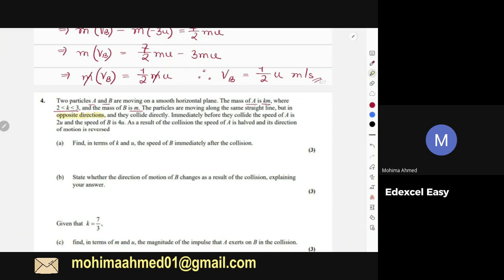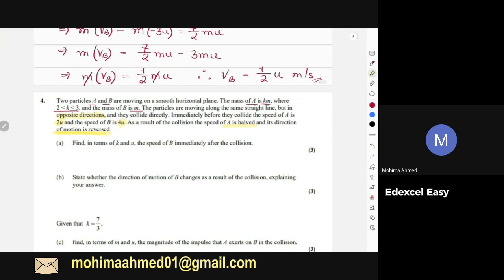Immediately before the collision, A has a speed of 2u and B has a speed of 4u. As a result of the collision, the speed of A is halved and its direction of motion is reversed. So after the collision, A's direction will be reversed, and we have to find, in terms of k and u, the speed of B immediately after the collision.